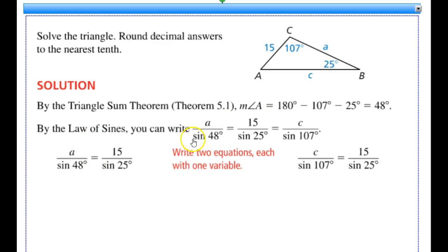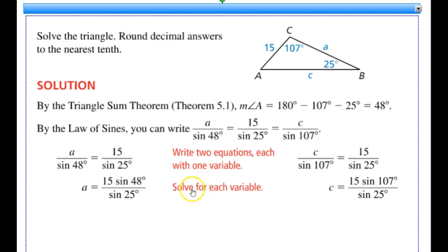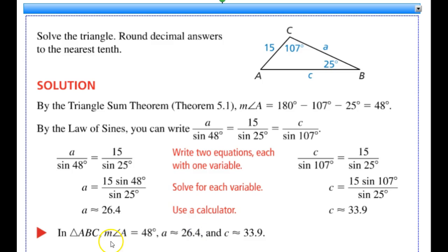So I took this first part of my equation because I know this entire ratio. I'm going to use this in both of my equations that I write. So I've got A over the sine of 48 equals 15 over the sine of 25. And then this one is helping me find side length C. Then I multiply and solve for each variable, right? So I multiply both sides by the sine of 48 here, and for C I have sine of 107. And then I use a calculator to find that my A value is approximately 26.4 and C is approximately 33.9. So then I can just rewrite my answer.